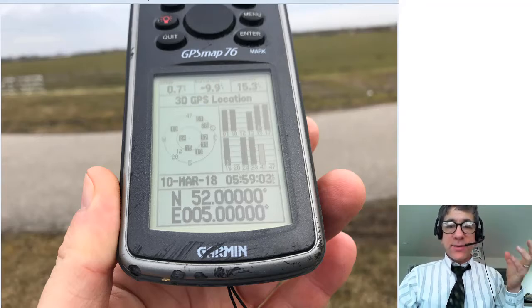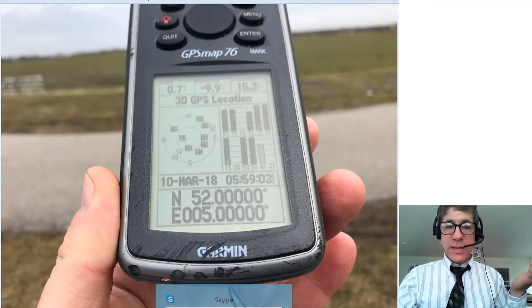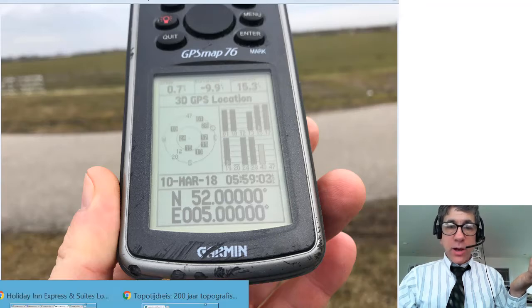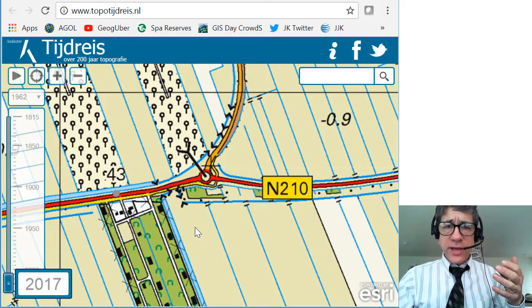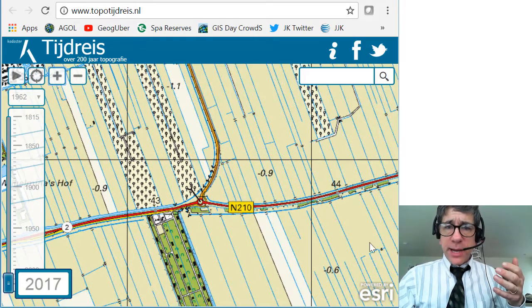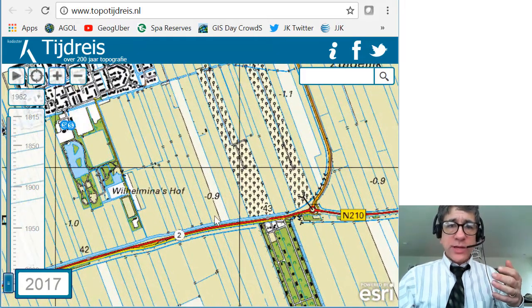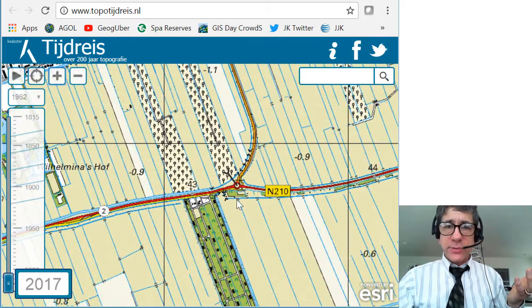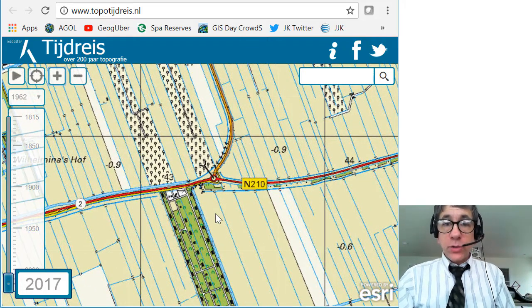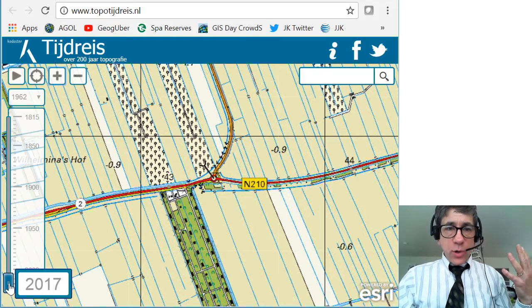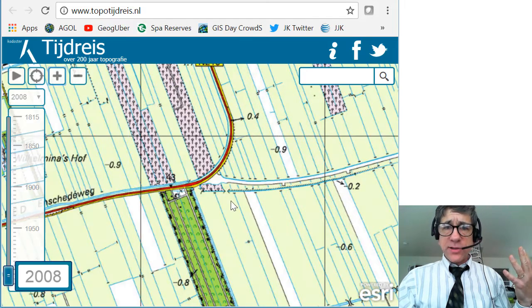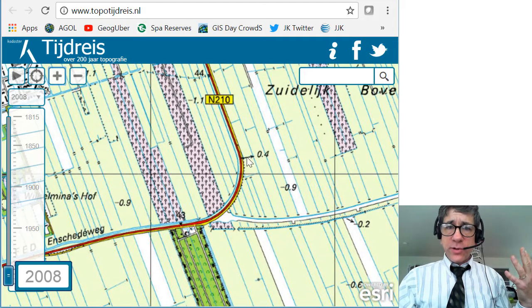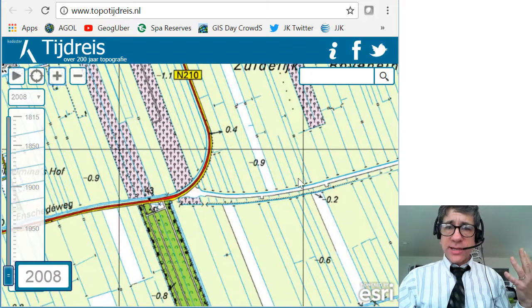But the point is that this is below sea level as measured on my GPS, as well as confirmed on this topographic mapping site. So notice the elevations around here, minus 0.9, minus 1.1. Those are in meters, whereas my GPS was in feet. But the point is that all this land was formerly ocean. It was the North Sea. If we use this tool, again, it's over 200 years, so I can go back in time and look at 2008. But in 2008, this highway out here, look, the N210, it actually routes here now.